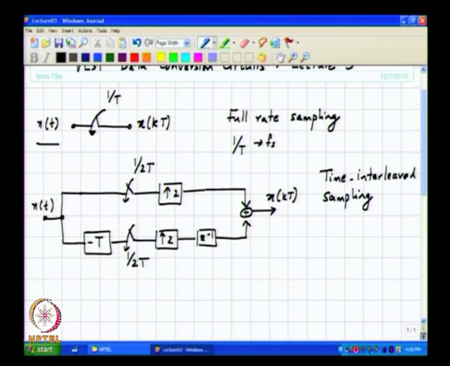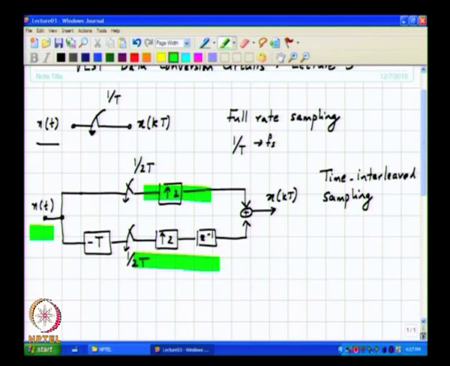And in the interleaved sampling system, what are we sampling each channel at? Please note, this signal x of t can have a maximum bandwidth of fs by 2, and in this interleaved system, each of these channels is sampling at what rate? It is also sampling at fs by 2, you understand? So, as far as each of these channels is concerned, the input signal bandwidth is fs by 2 and the sampling rate is also fs by 2. So, what do you think happens in each of these individual channels? There will be aliasing in each of these individual channels.